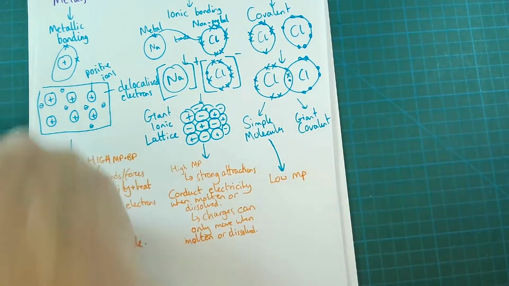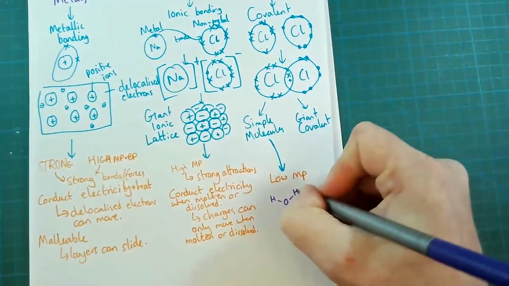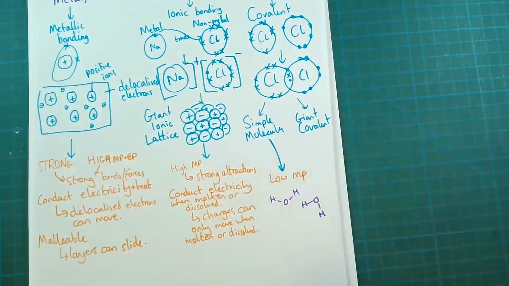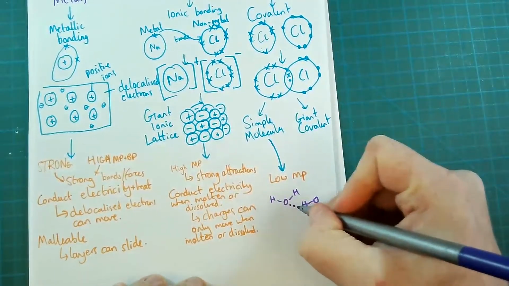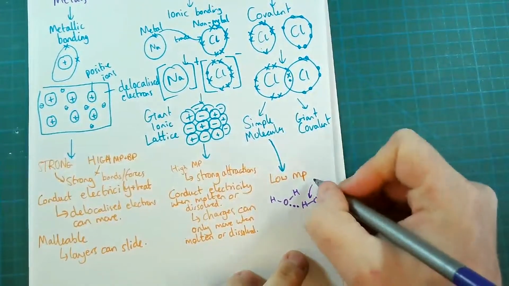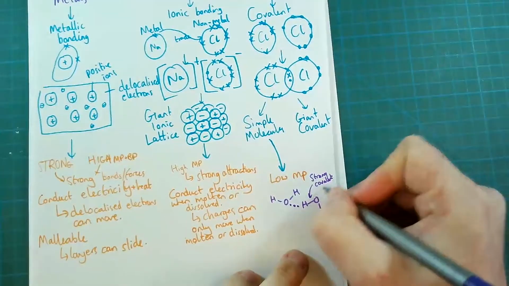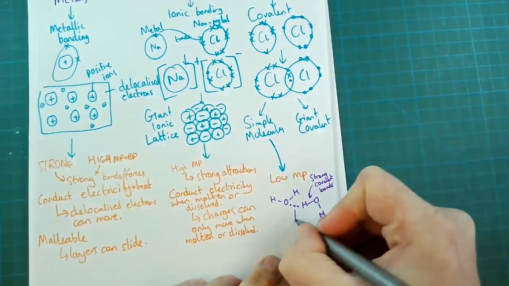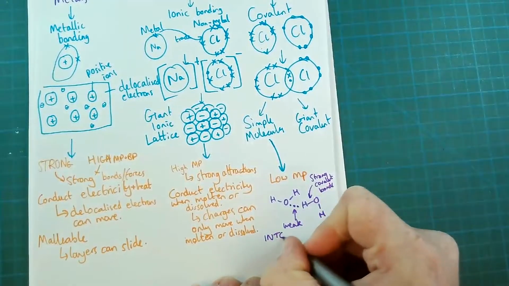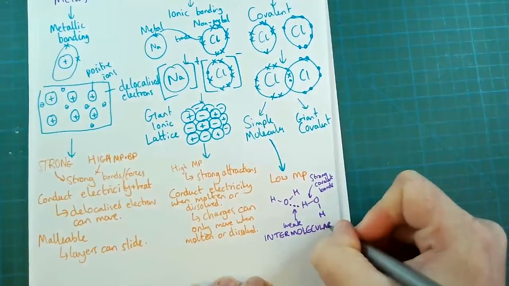If I zoom in and take water, there we go, looking like Mickey Mouse, between those solid lines there, they are strong bonds. They are covalent bonds, so they are strong covalent bonds. But you can see here I've got weak intermolecular forces.